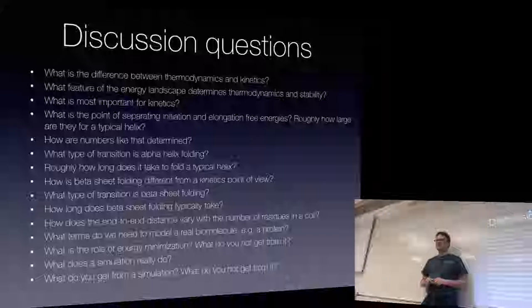So if you're thinking about the transition, any transition, there are in principle three things you might want to think about. What is the state before? What is the state after? And what is the state between that you need to go through? And if we're talking about kinetics, for the beta sheet, it's particularly going to be that state in between. So what is the difference between the beta sheet compared to the alpha helix there?